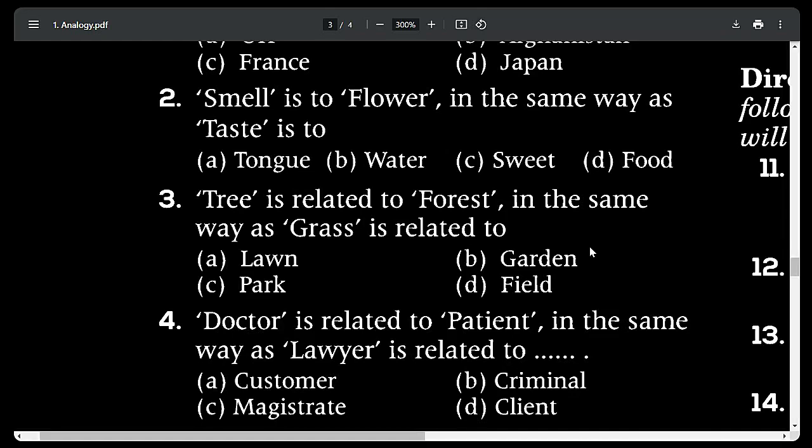I'll give one more choice to you, Sudeshna. If again wrong answer, I'll go to the next student. Okay. Doctor gives his services to patient and lawyer gives his services to whom? What do you call that person? Sudeshna, no problem. You can give the answer.